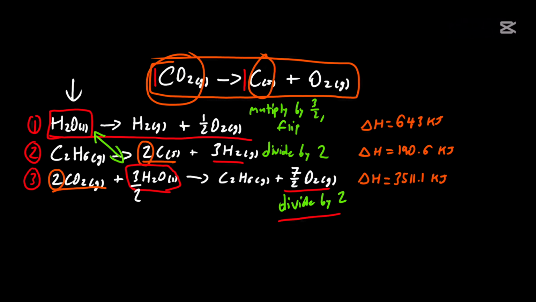The reason why we'd flip equation 1 and not equation 3 is because we've already determined that all we need to do to equation 3 is divide it by 2, because the carbon dioxide is already on the correct side, and if we were to flip it, we would put it on the incorrect side as a product when we want it as a reactant. So we simply just flip equation 1. As for the hydrogen and oxygen, they'll most likely cancel out nicely. The only way to know is to actually try and see.